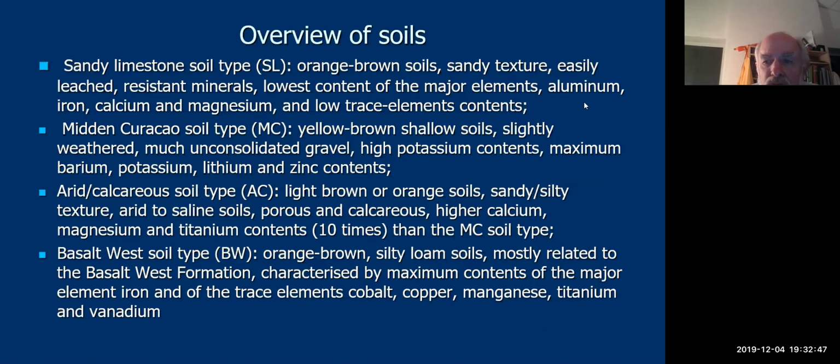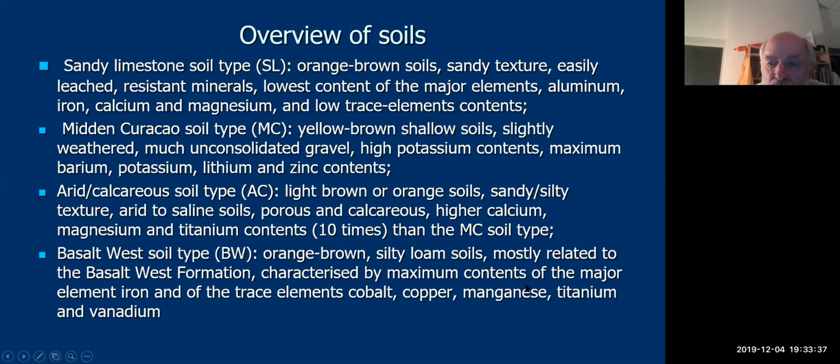So this is an overview, a quick guide to the soil types. Here you have a description. Sandy limestone: orange, brown, sandy, easily leached, resistant minerals, lowest in the major elements of aluminum, iron, calcium, magnesium, and low trace elements. Then midden Curacao: yellow-brown, shallow, slightly weathered, a lot of gravel. This is where erosion has transported small stones into this central area of Curacao. It has a lot of potassium and plenty of other things like lithium and zinc.